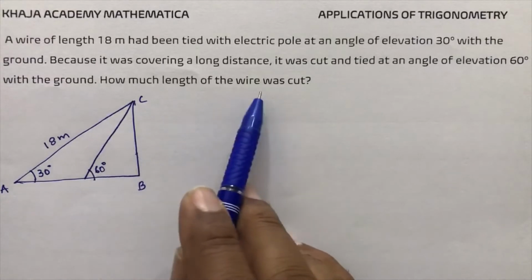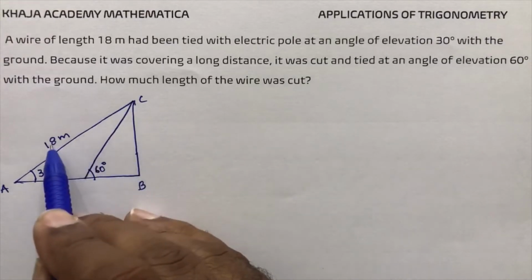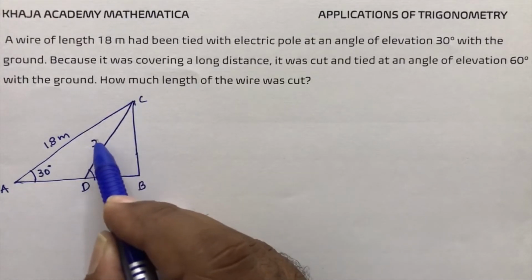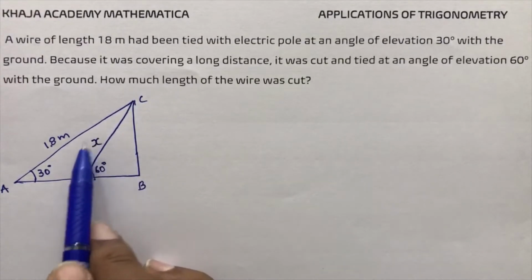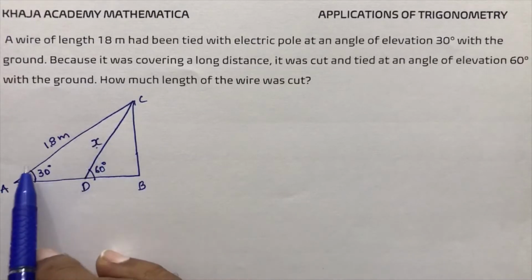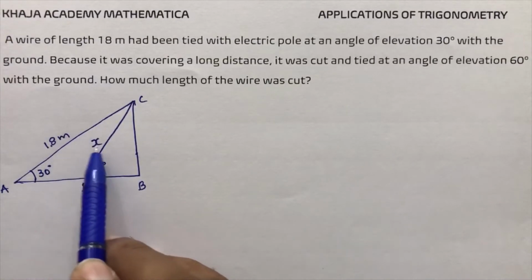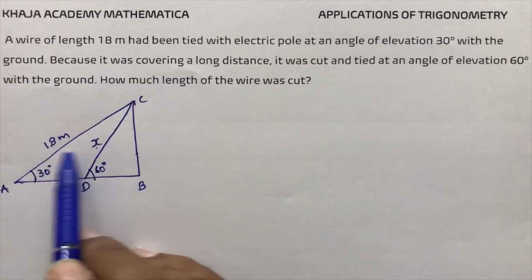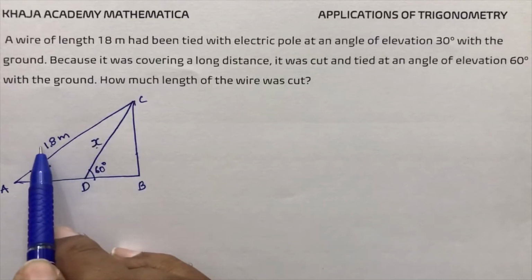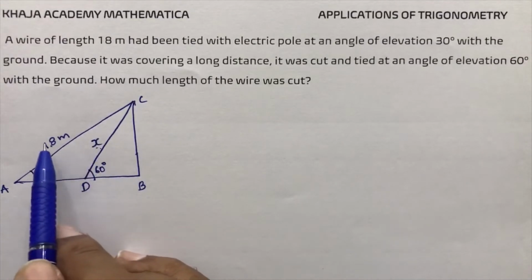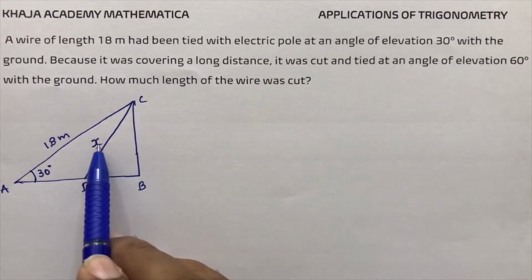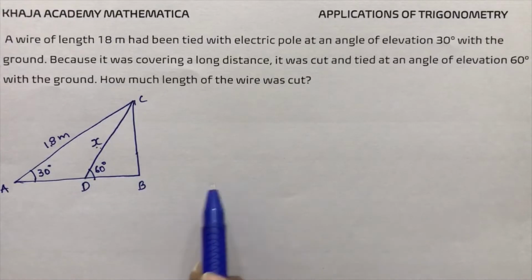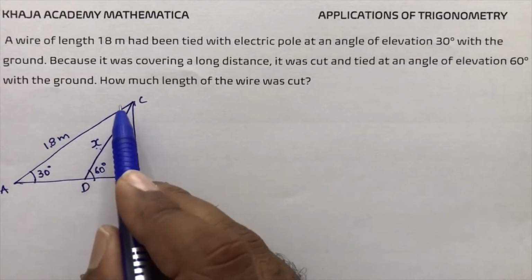How much length of the wire was cut? Now see, this is 18 meters, so we need to find CD. Before the length was 18; now suppose the length of the wire X is, for example, 8 meters, then the wire cut is 18 minus 8, which is 10. So first we will find X, then we will subtract to get how much length of the wire was cut. Now to find this X, first take the big triangle.